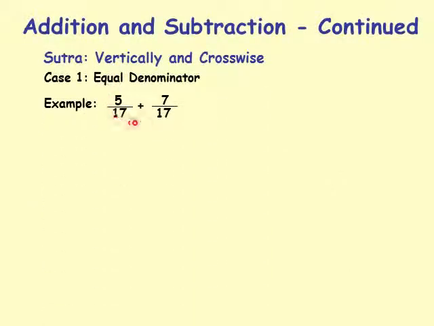We will revisit the same example again and see if there's another way to attack the problem. Let's continue. It's 5 divided by 17 plus 7 divided by 17. First, we're going to extract out the common factor.